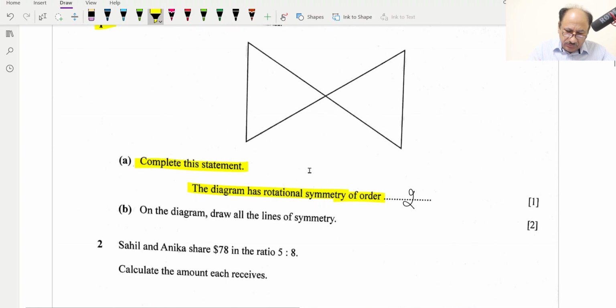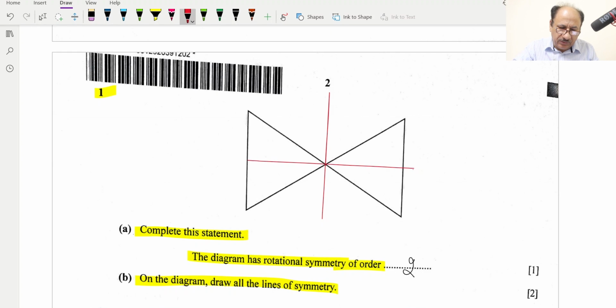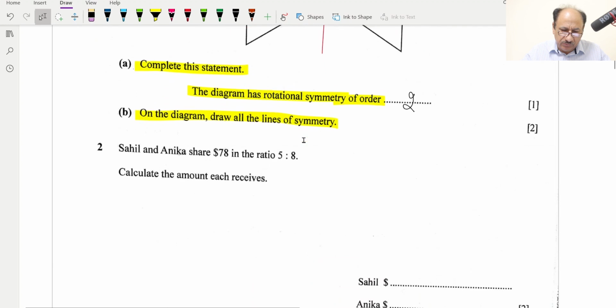Then on the drawing, draw the lines of symmetry. Now we have to draw the lines of symmetry. One line of symmetry is this one. This side can be folded onto the other side, and the second line of symmetry which we can draw is like this one. So this will be the other line of symmetry. So there are two lines of symmetry which are possible, which we have drawn.